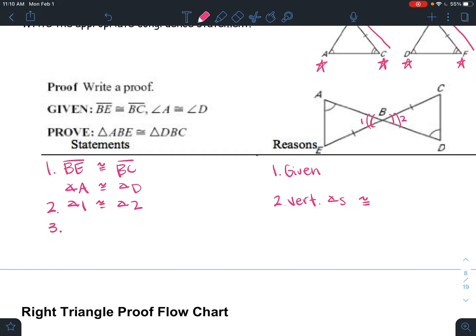And number 3, that gives us enough here to prove angle-side congruence. So triangle ABE is congruent to triangle DBC, because angle-side congruence.